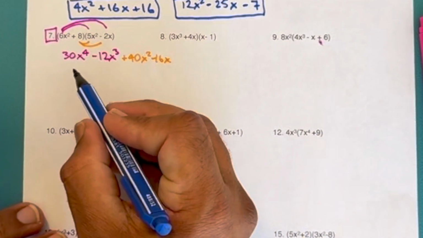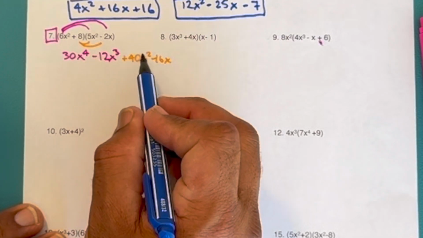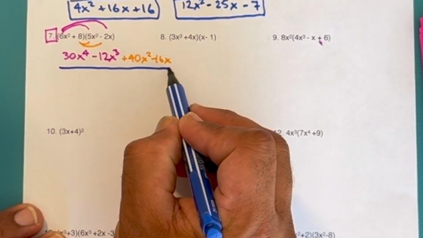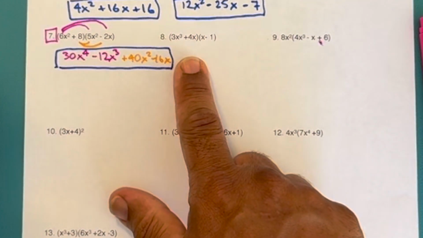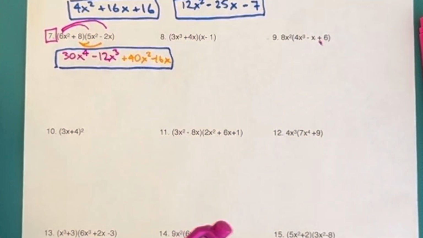Let's combine like terms. Oh wait, 4th, 3rd, 2nd, 1st. We're done. Nice. I like that one. This one looks odd. Oh, but there's still 4 terms.